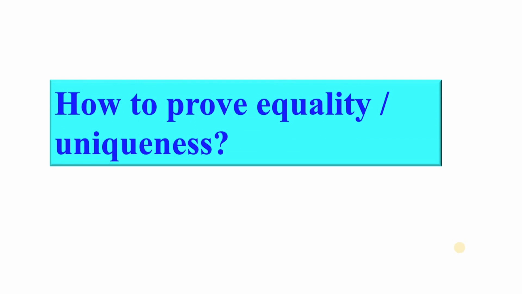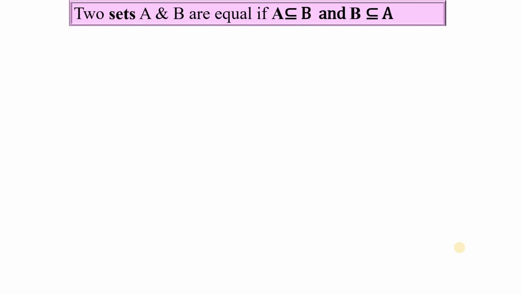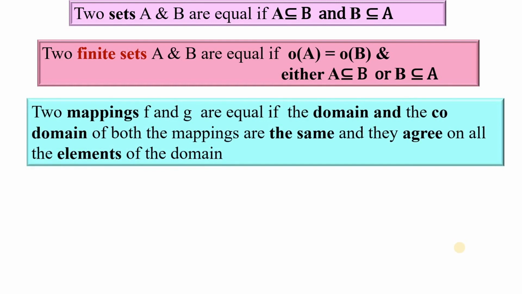Now, how to prove equality or uniqueness. Now, suppose we are given two sets. If you want to show that those two sets are equal, then we have to prove that A is a subset of B and B is a subset of A. Suppose we have A and B to be finite sets. In order to show A and B are equal, we have to check whether both of them are of the same order, that is, they consist of the same number of elements, and either A is contained in B or B is contained in A.